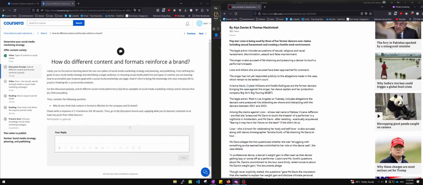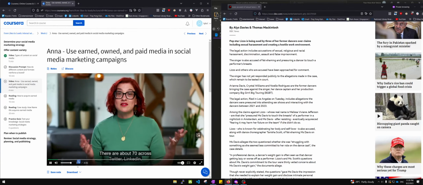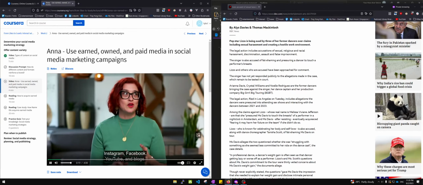Hi, I'm Anna, and I'm a Senior Program Manager at Google. I work in Google Developer Studio, and I oversee social strategy for all of our developer-facing accounts. There are about 70 across Twitter, LinkedIn, Instagram, Facebook, YouTube, and blogs. The purpose of our social media accounts, and really for developer relations at Google, is to make the life of a developer easier.